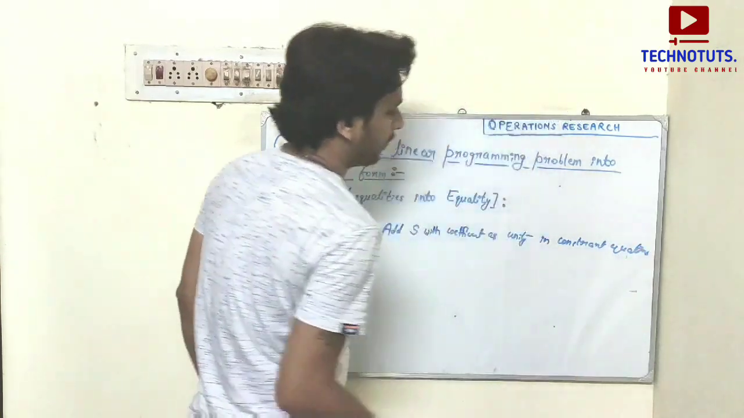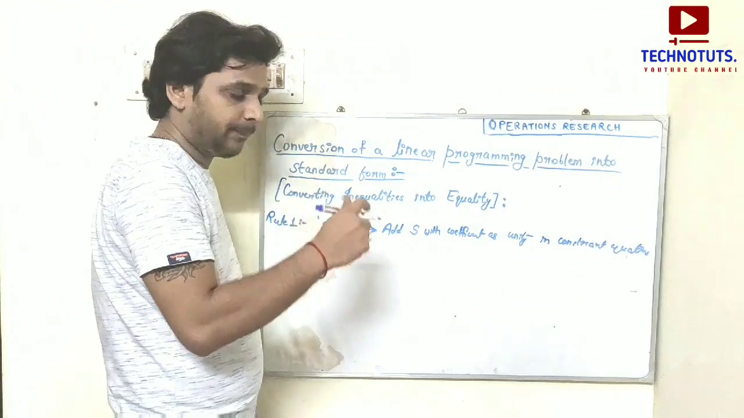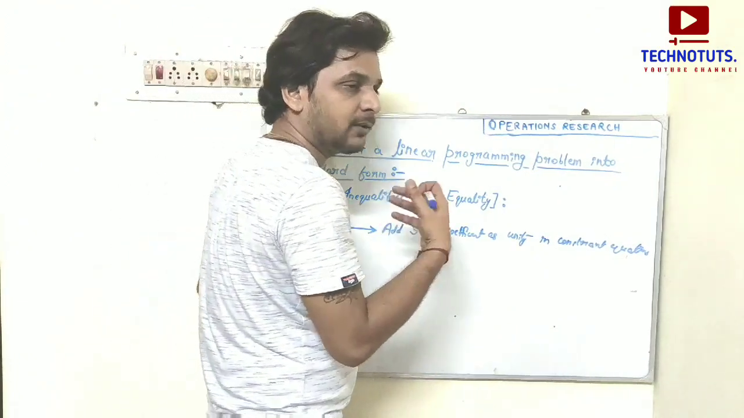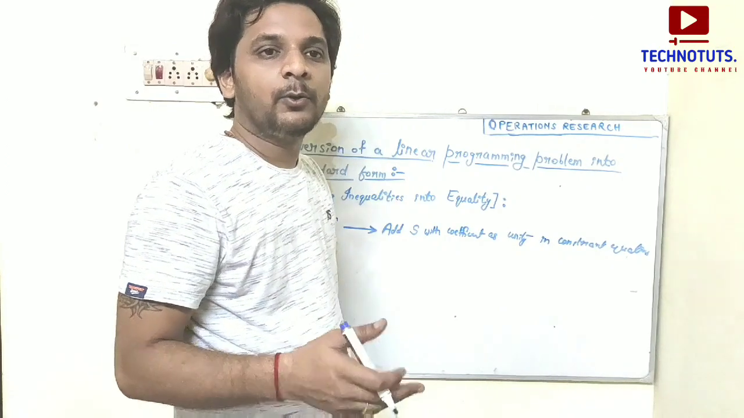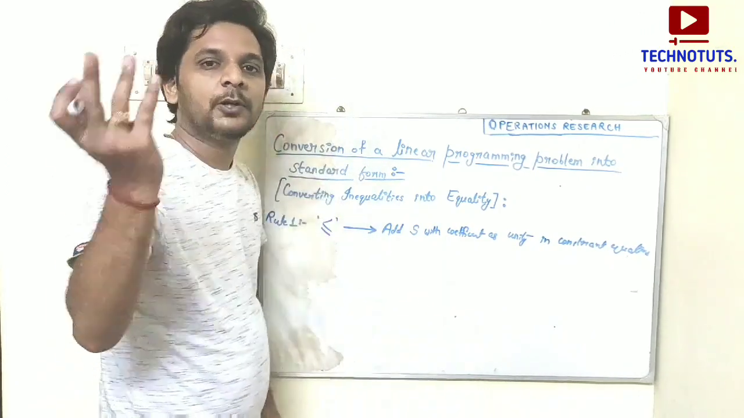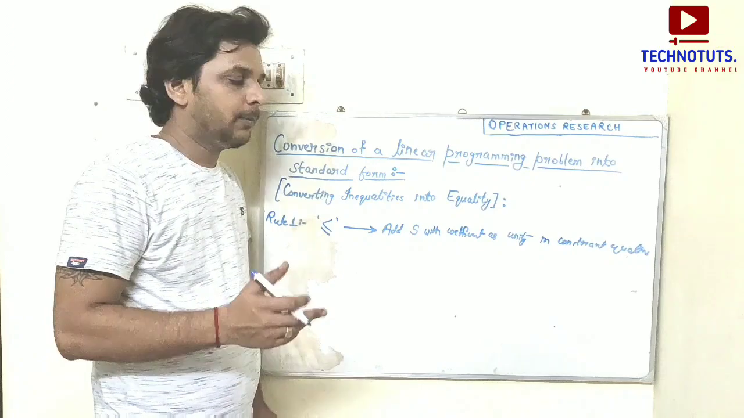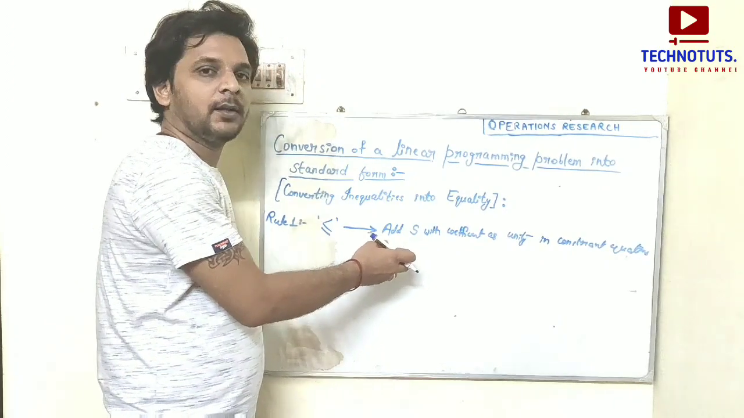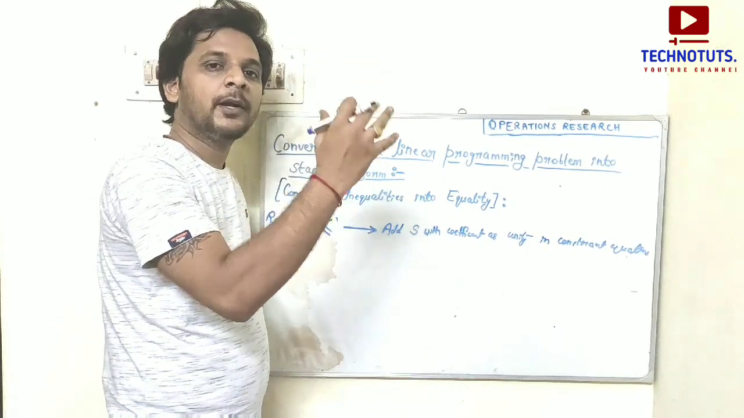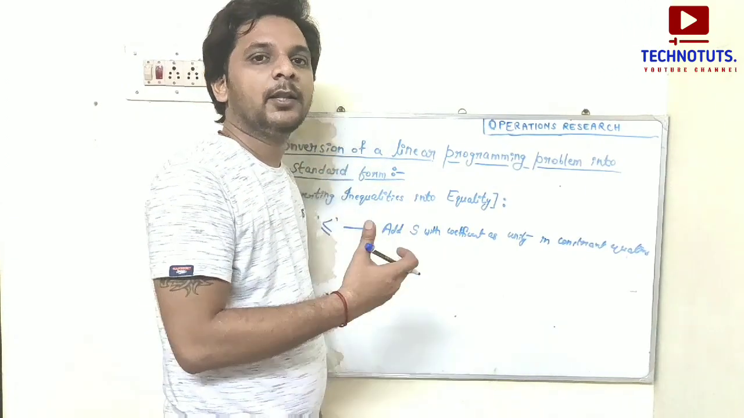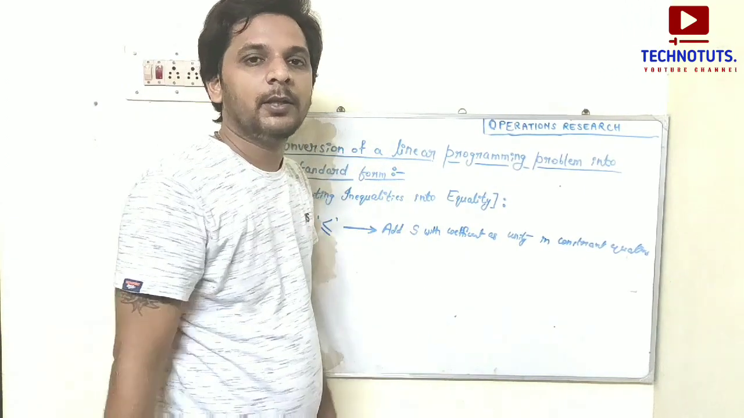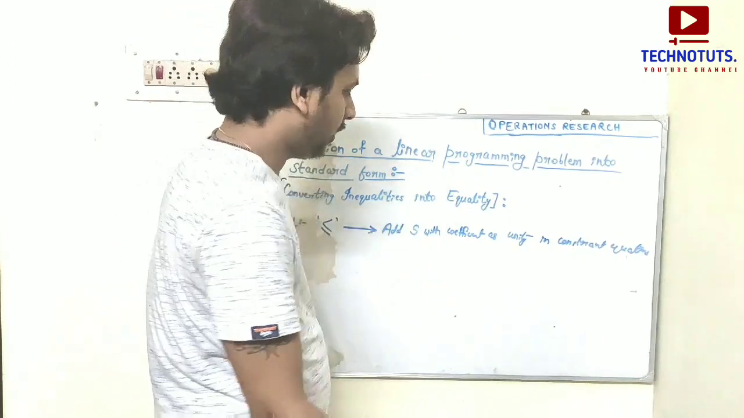Whenever you are adding any slack variable or any other variable in the constraint equation, you have to also add that variable in the objective function, because the objective function is dependent on the constraints only. So whatever variable you are adding in the constraints, you have to add that variable in the objective function also. So let us add it.